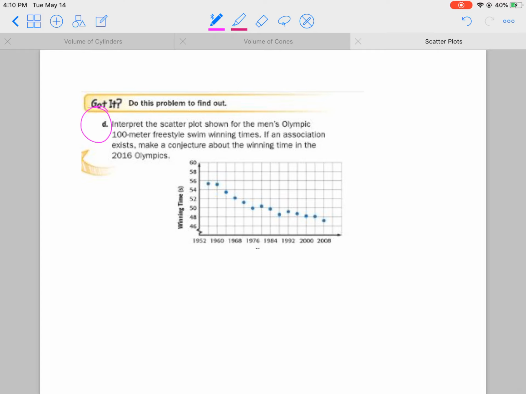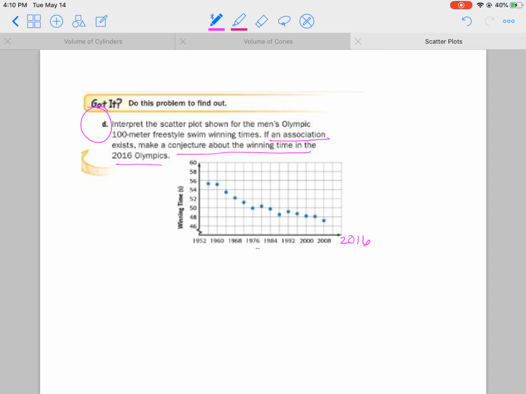Interpret the scatter plot shown for the men's Olympic 100-meter freestyle swim winning times. If an association exists, make a conjecture about the winning time in 2016. So this is 28. What would it be in 2016? It looks like we're 8 years apart on the graph. So you make a conjecture about that.